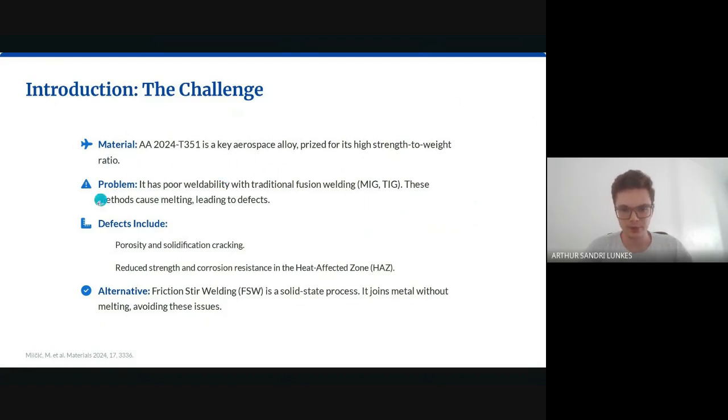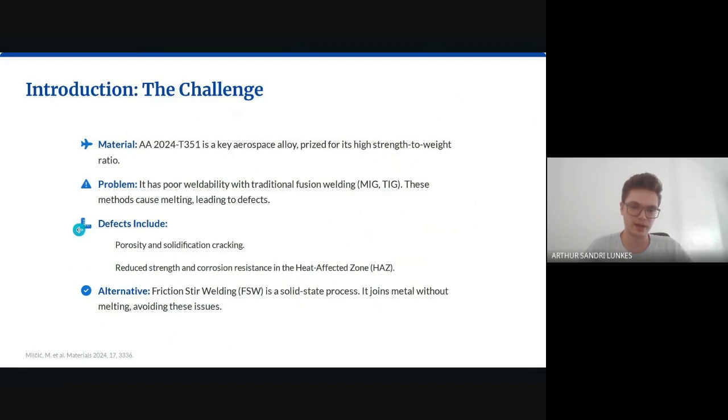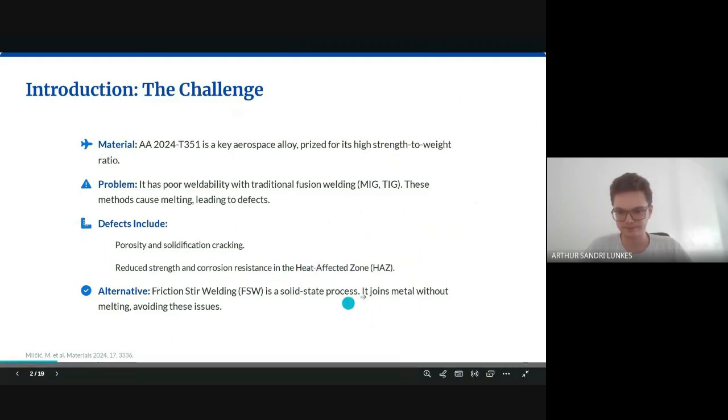We have a problem if we weld aluminum, because MIG and TIG produce some defects like porosity and solidification cracks. To avoid this, we can use friction stir welding, because friction stir welding is a solid state process, different from MIG, which is a fusion process. So if you use friction stir welding, we can reduce this and get better properties in the weld.